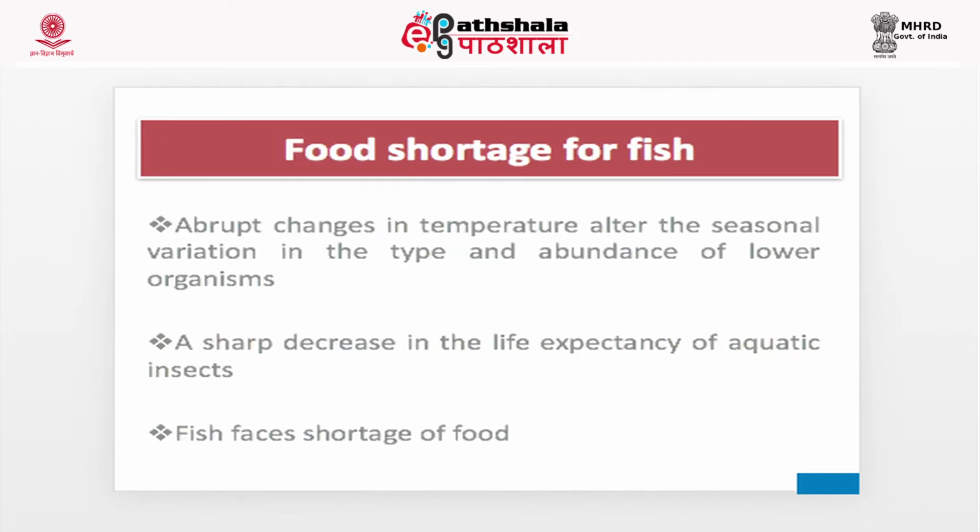Food shortage for fish also occurs, due to abrupt changes in the temperature which alter the seasonal variation, which is shortage of right food for the fish at the right time. The warmer water also increases the metabolic rate of fish, as we already discussed, which leads to a sharp decrease in the life expectancy of aquatic insects. With the lack of those aquatic insects, the fish faces shortage of food.